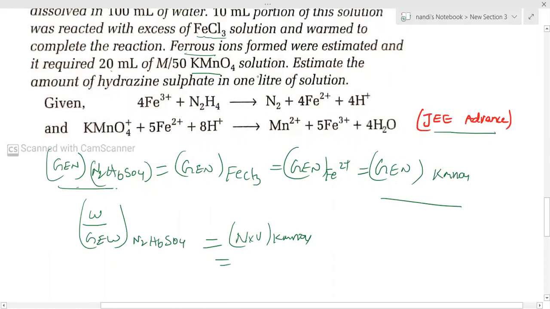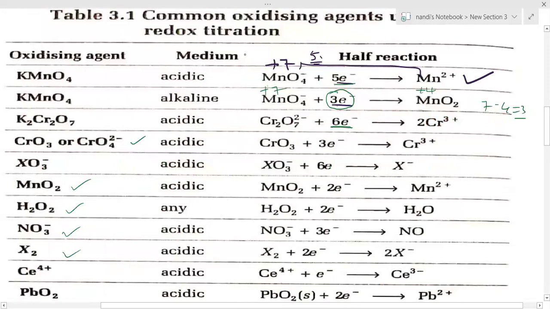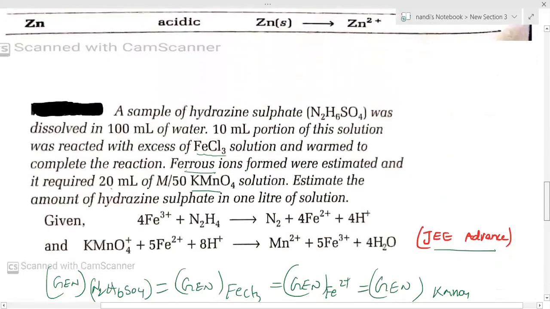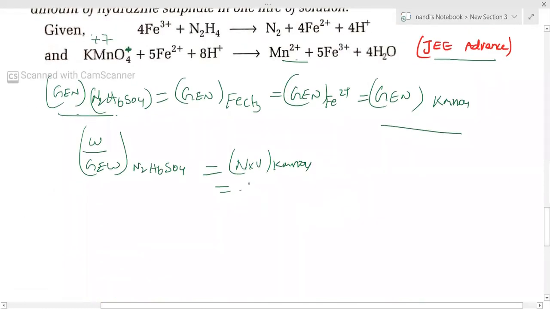KMnO4 N factor is 5. I already gave it here, you can check it. N factor in acidic medium is 5. Or from the given equation you can find out how much the N factor changes. MnO4 is converted into Mn2+. Clear? So the N factor is 5, electrons they are getting. This is +7 and this is +2, difference is 5. So I'm using molarity into N factor, nothing but normality.